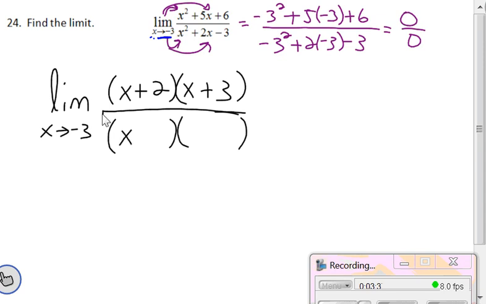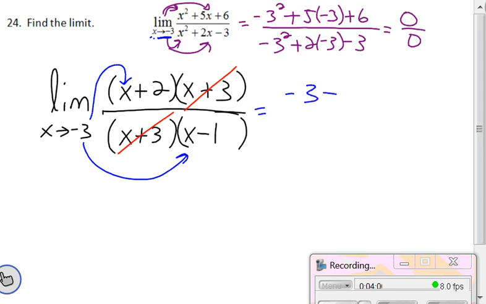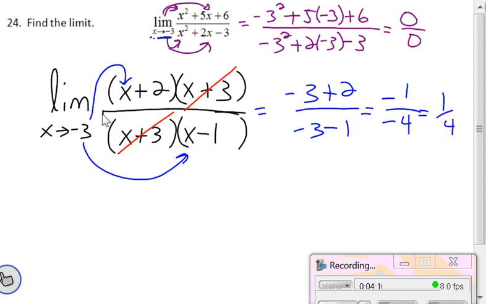And let's see what it ends up being. Plus 3 and a minus 1 are our factors, I believe. So that works. And so just as predicted, we have x plus 3 and x plus 3. Cancel out your common factors. Essentially, you've eliminated the hole. And now we can directly substitute the -3 into what's remaining and get our answer, which is -3 plus 2 over -3 minus 1. That's -1 over -4, which is 1/4. And that is our limit.